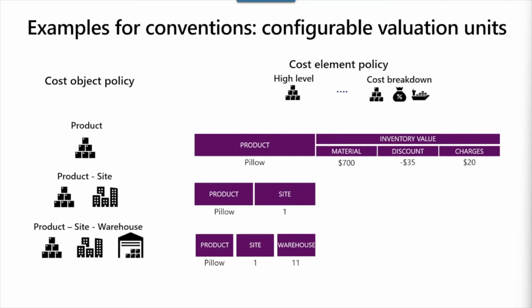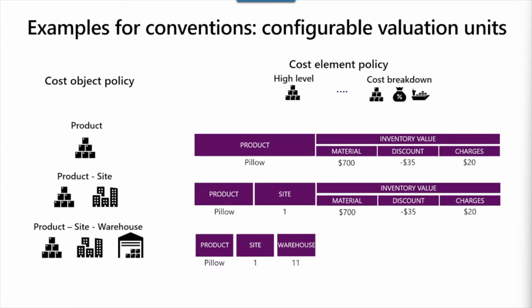All three conventions in our example will assume that we post a purchase order valued at $685. But in the first example, we're breaking down the total into materials, discounts, and charges, which you can see here respectively with a material charge for $700, a discount of $35, and charges of $20.